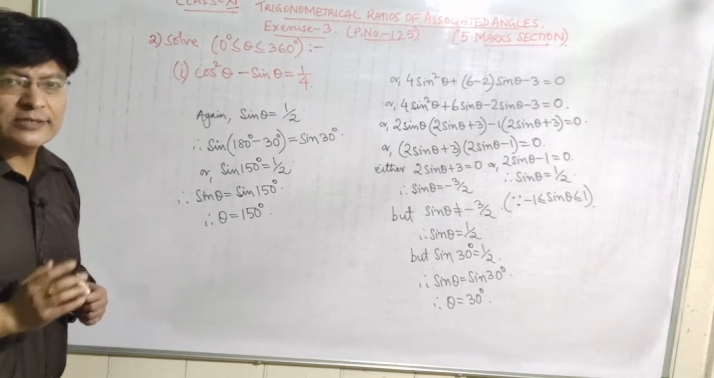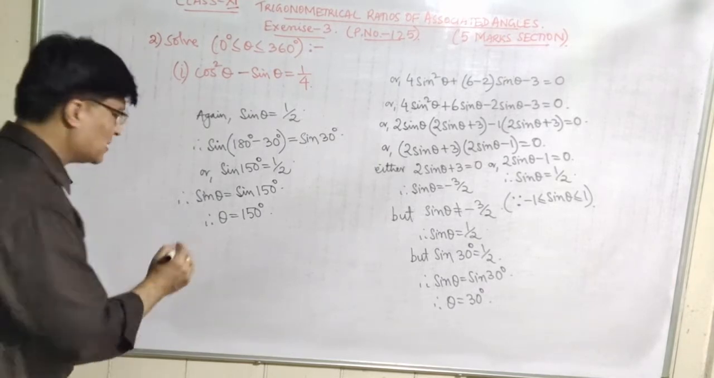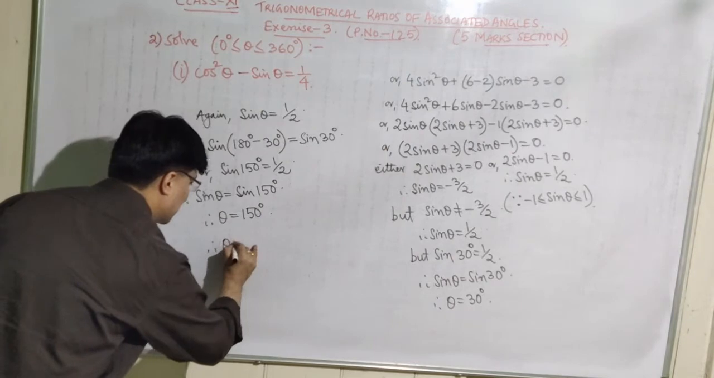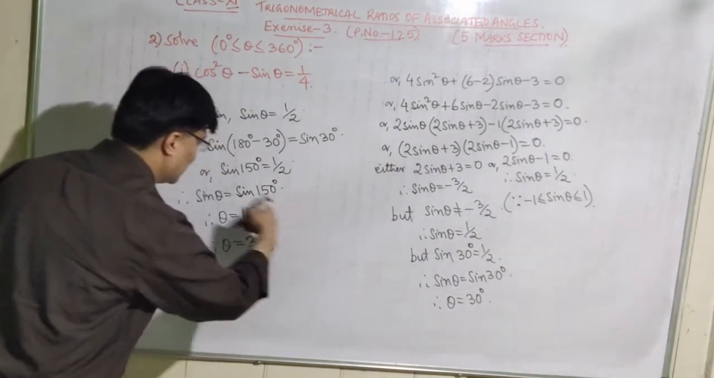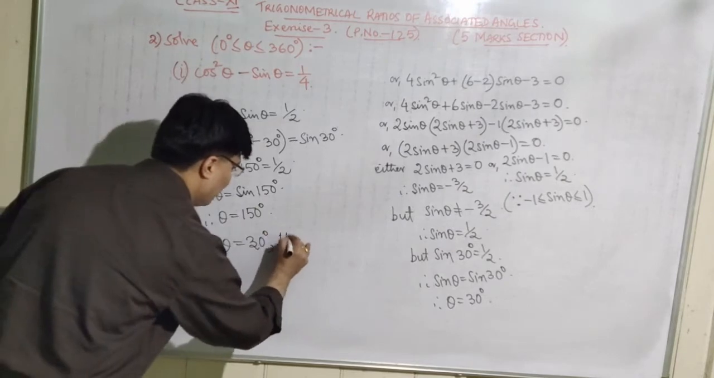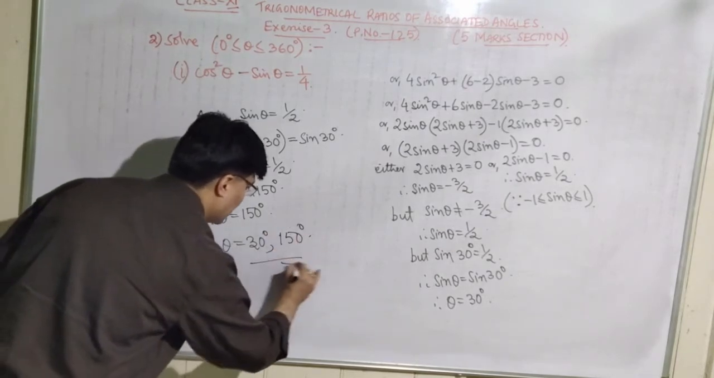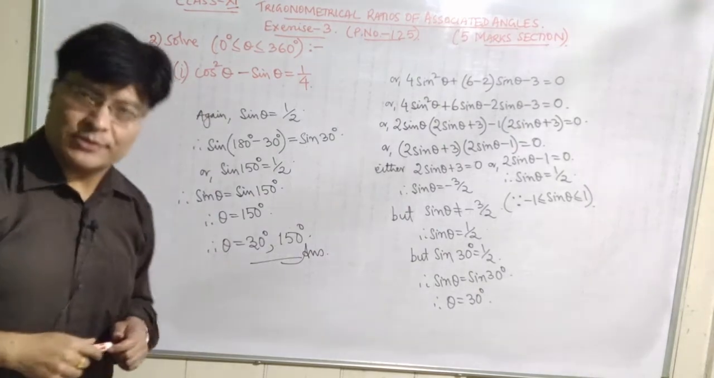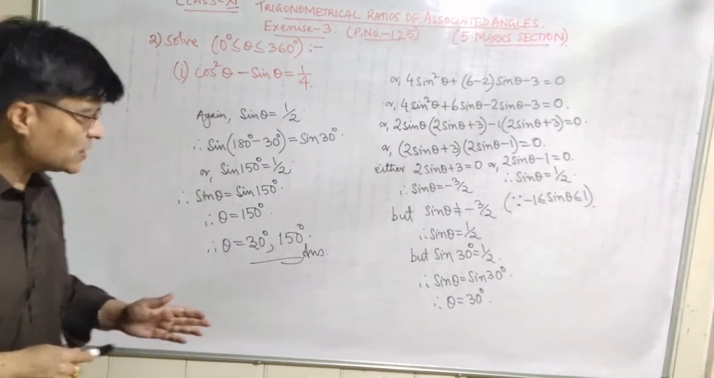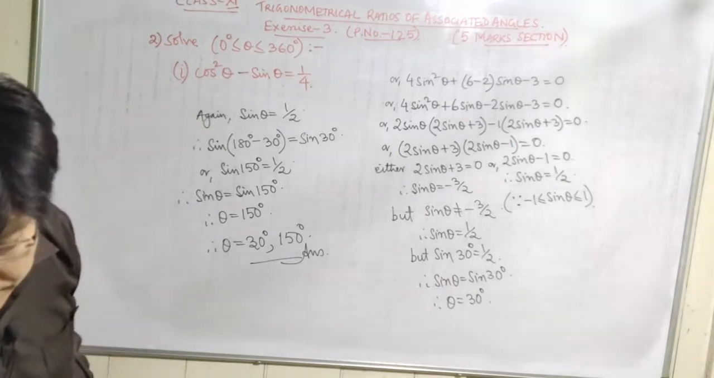So theta is equal to 150 degree. What are the values of theta in this case? Therefore theta is equal to 30 degree, comma, and the next one is 150 degree. So these are the two answers. I think you have understood it, so you can copy it. Now we'll do the next question.